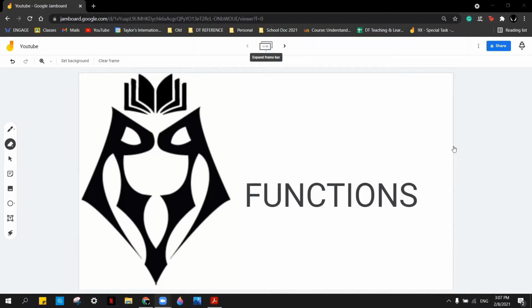So today we're going to talk about function. How does function work and how do we interpret function? We'll actually have a look at that today.